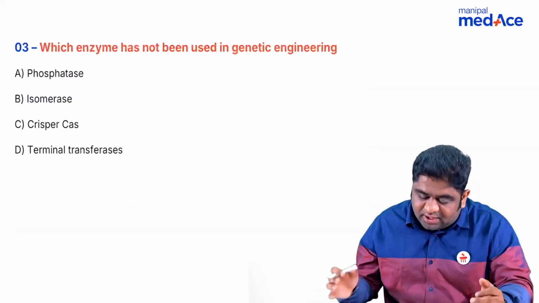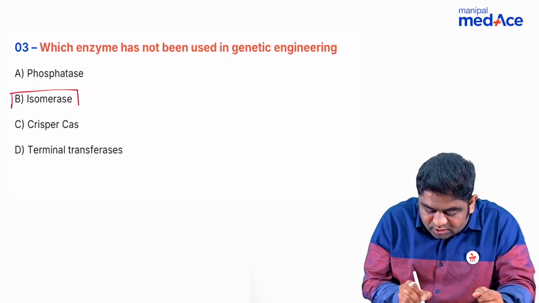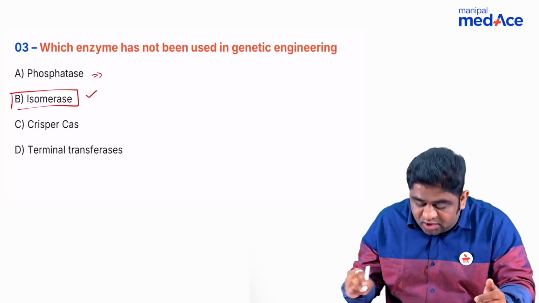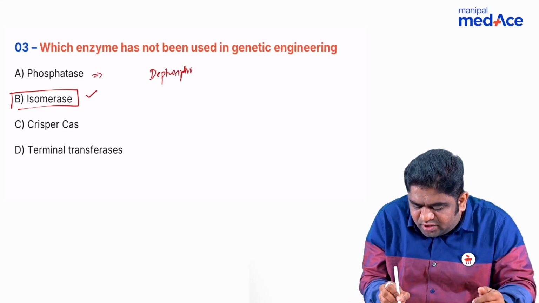Which enzyme has not been used in genetic engineering? It's a very simple question. The most common answer is isomerase. But when you look at phosphatase, what exactly does a phosphatase do? It causes dephosphorylation. Now, dephosphorylation, how does it play a role in genetic engineering?